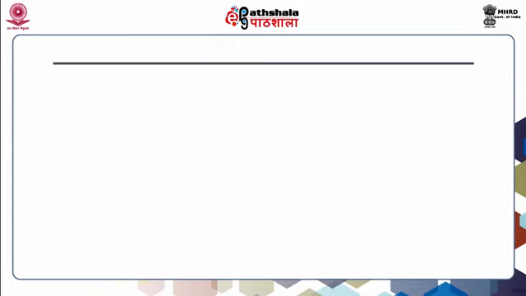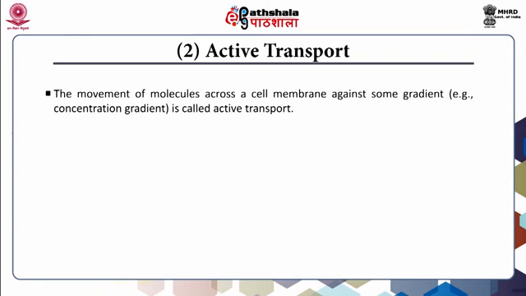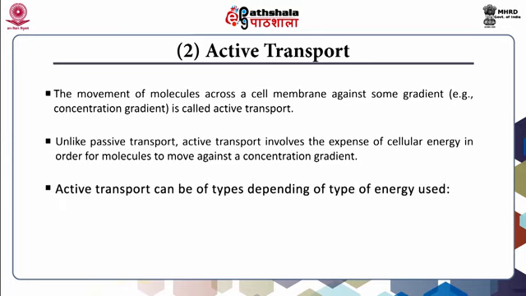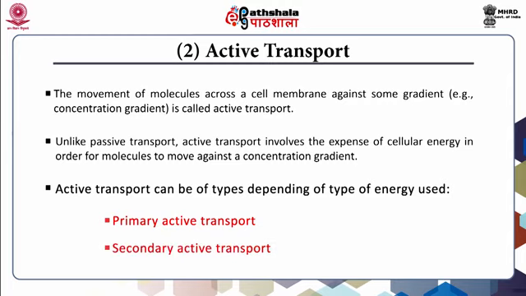Now we will see what is active transport. The movement of molecules across a cell membrane against some gradient is called active transport. Unlike passive transport, active transport involves the expense of cellular energy in order for molecules to move against a concentration gradient. Active transport can be of two types depending upon the type of energy used, that is primary active transport and secondary active transport.